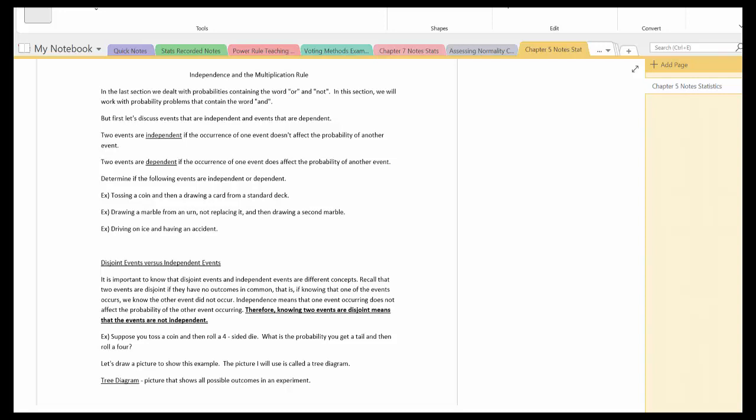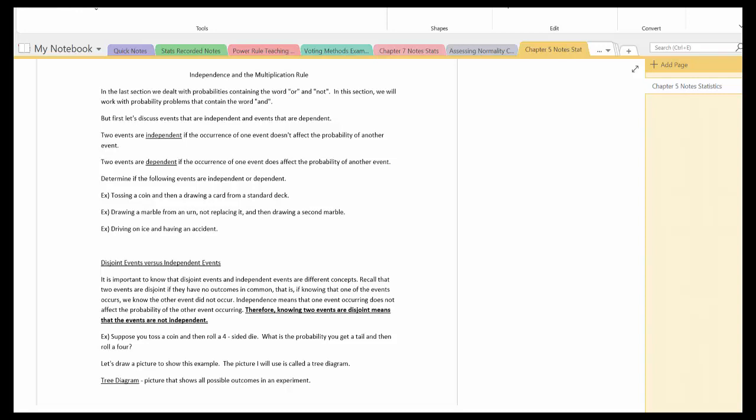Two events are independent if the occurrence of one event doesn't affect the probability of another event. Two events are dependent if the occurrence of one event does affect the probability of another event. All right, let's take a look at some examples.